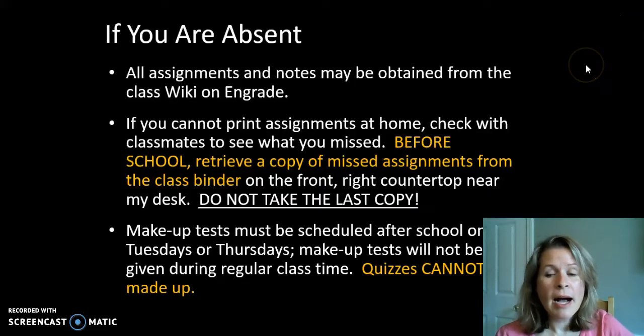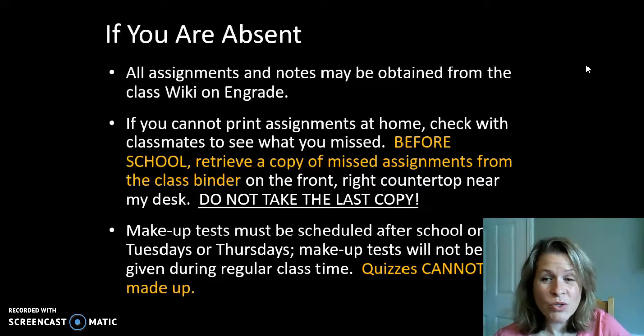All right, so ideally, make sure that you get any kind of missed work out of Engrade. If you can't print stuff out at home or for whatever reason can't get to Engrade, then you need to pick it up in class. You help yourself at the notebooks up by my desk, on the countertop. You come in before school. That's what I prefer so that we aren't disrupting class. Come in before school, help yourself to whatever you have missed.